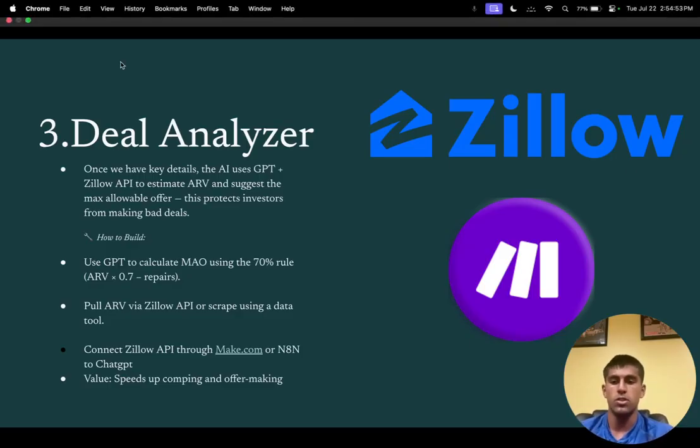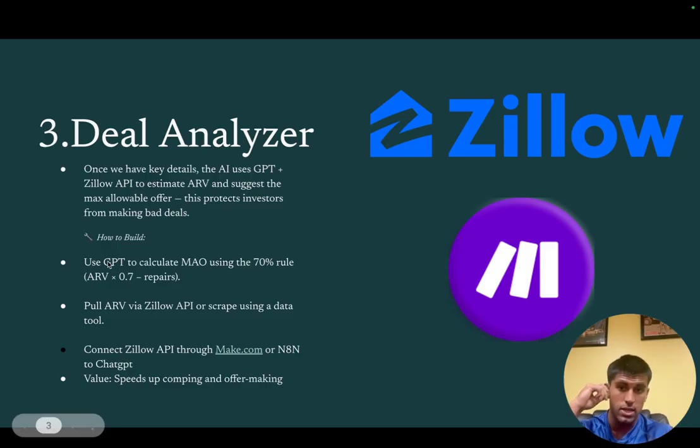So how would you build this? You would use GPT to calculate the MAO using the 70% rule. So what that would do is the ARV multiplied by 0.7 minus repairs. You would pull the ARV via Zillow API or scrape using a data tool. You would connect Zillow API through make.com or N8N to ChatGPT.